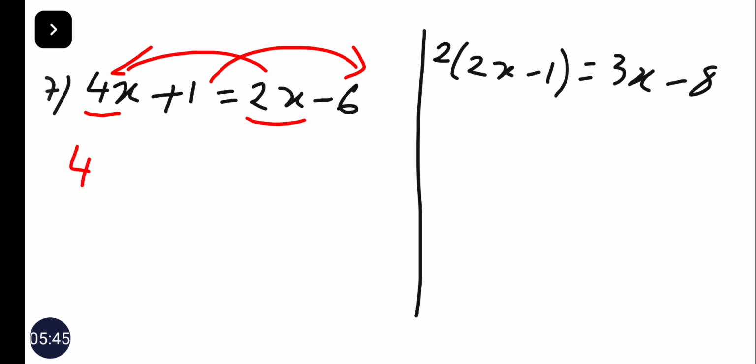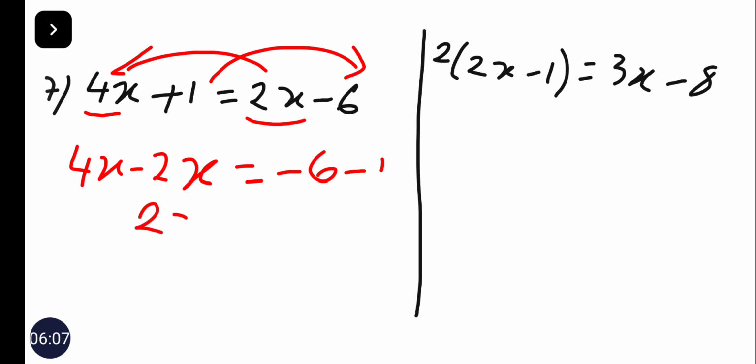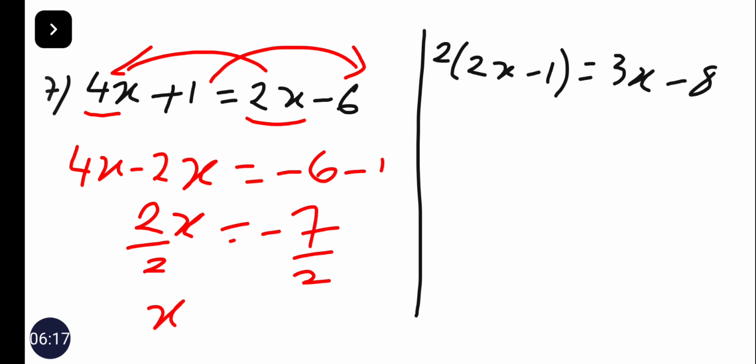So we have 4x minus 2x. And this one too is crossing the bridge. Imagine when you cross one side, you go to another side of the bridge, your position will change. So the sign will change. So plus here, when you cross, it becomes minus. So we have here 4x minus 2x, which is 2x, equal to negative 7. Negative 6 minus 1 is negative 7. Divide both sides by 2. So x is negative 7 over 2.